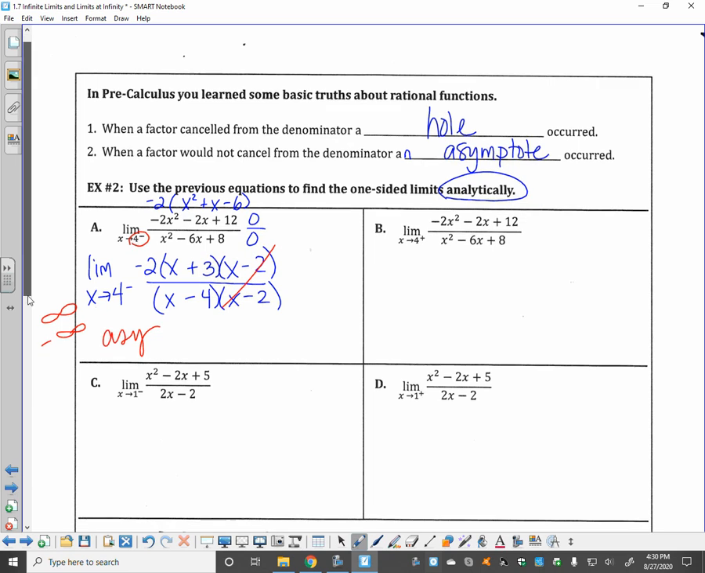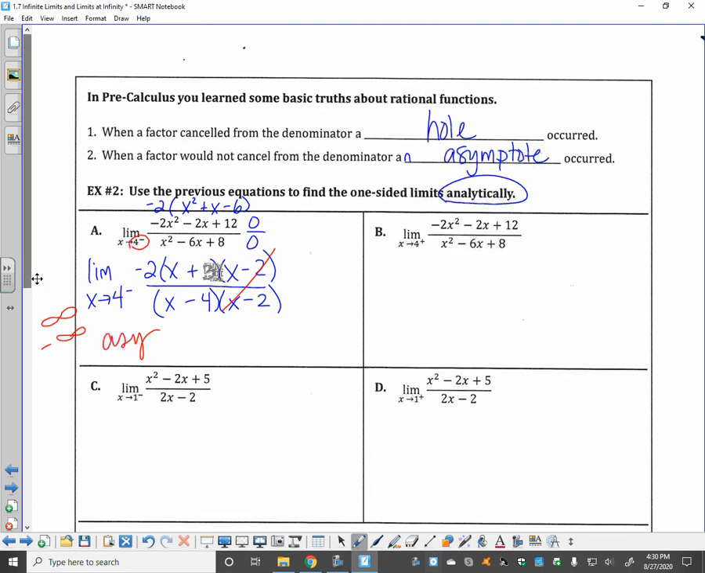Now, if I took this limit and headed towards 2, it would be a hole, and I would just plug 2 in and get the y value of the hole. Okay, but this is an asymptote. So what I need to do is head towards 4 from the left. So I'm going to go with a 3.9.